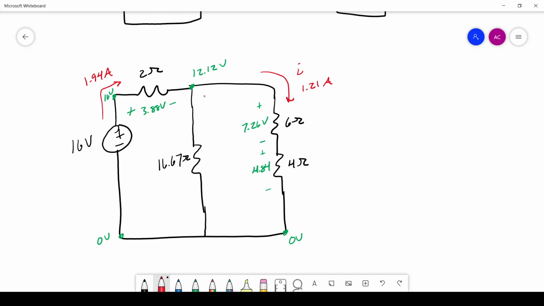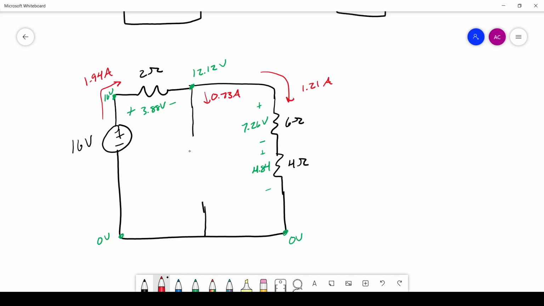Now, if I were to give you that and asked you, what's the current? If you want to know that current I, again, it's just Ohm's law. I is going to be equal to 12.12 volts divided by 16.67 ohms. So 12.12 divided by 16.67 gives us 0.73 amps. Okay, so let me erase that I, and this is 0.73 amps. So we found the current.